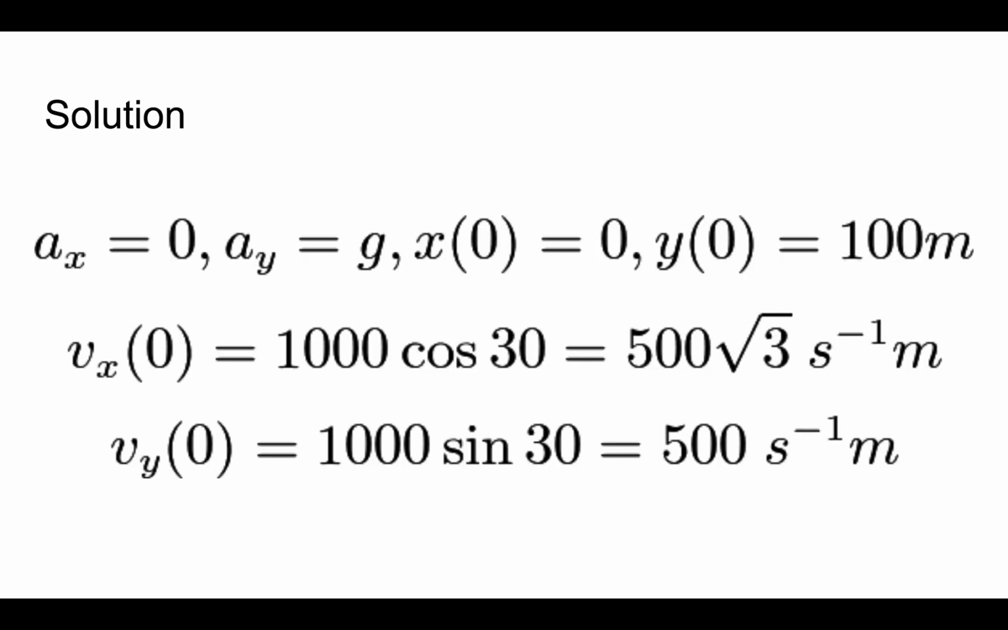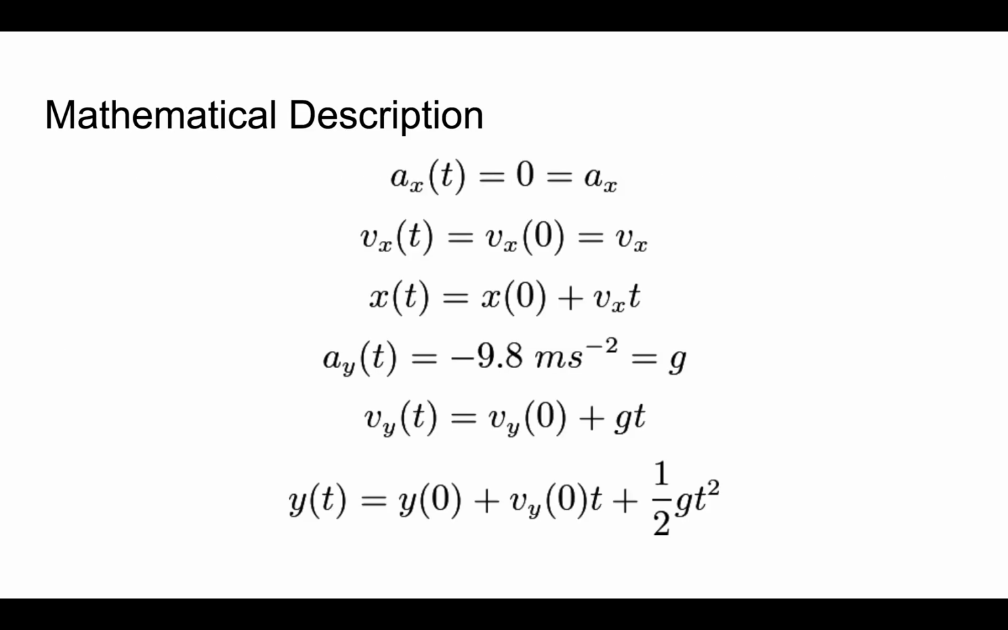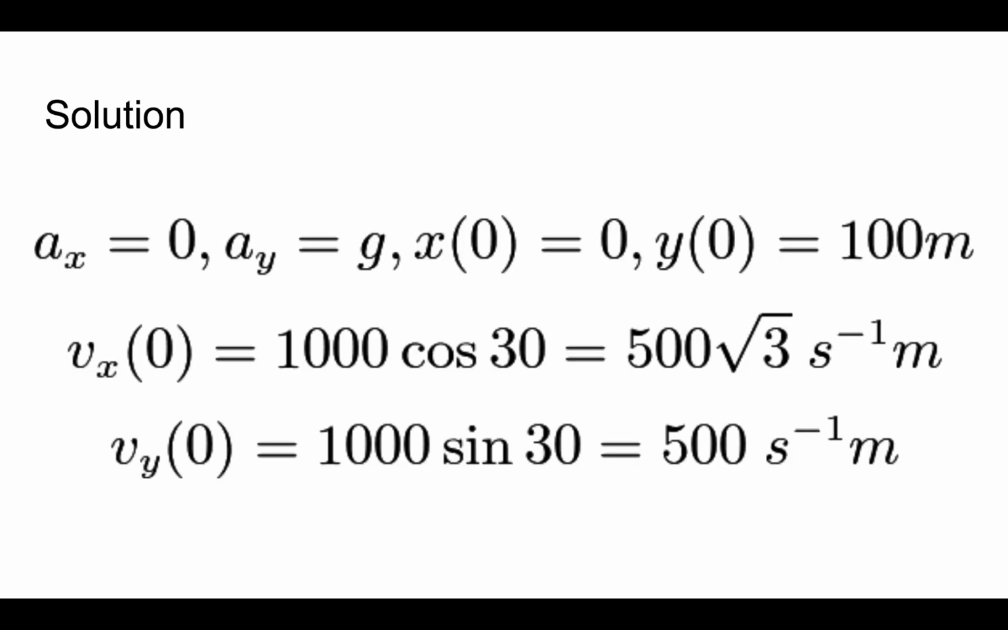So starting with the solution, here we are solving for the basic parameters in our mathematical description from earlier. We have that acceleration in the x direction is 0, and acceleration in the y direction is g, which is 10 in our case, since we're just assuming that. The initial position in the x direction is 0, and the initial position in the y direction is 100 meters.